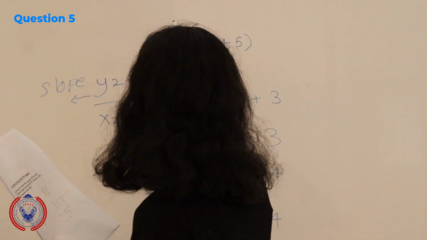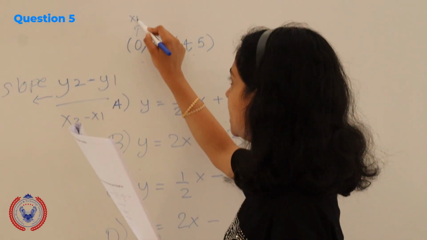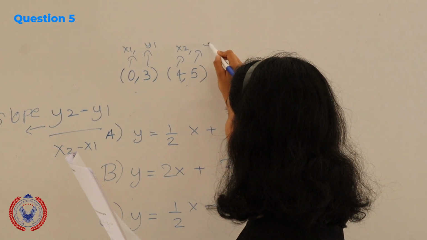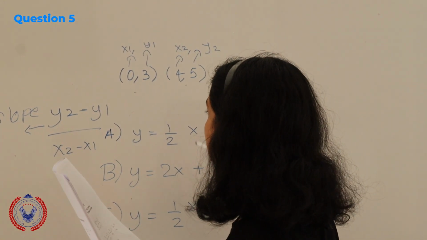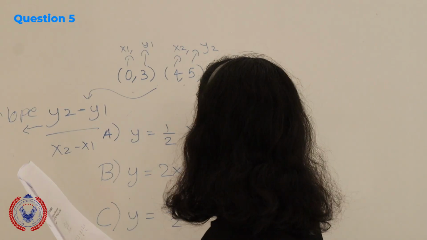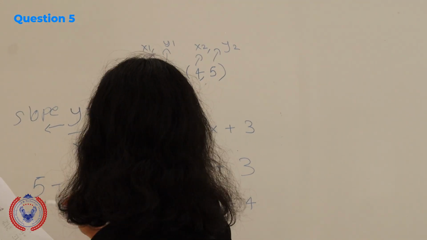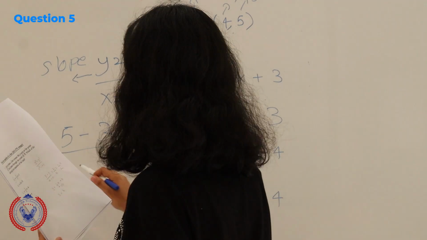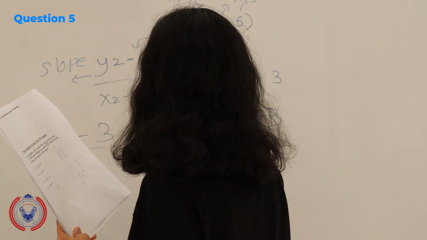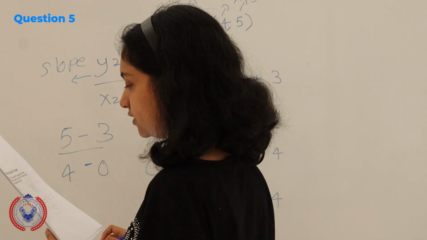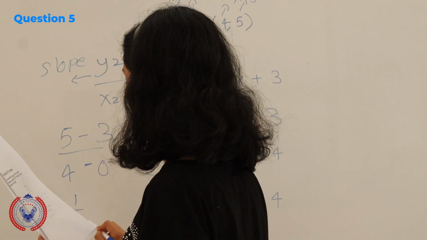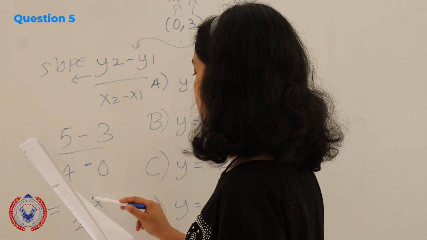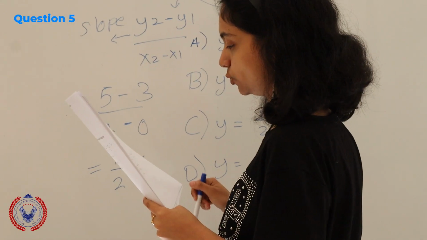So to find the slope, I would just label this as x1 and y1 and this as x2 and y2, and I would start from there. So I would just plug my numbers into this formula. That would be 5, which is my y2, minus 3, which is my y1, over 4, which is my x2, minus 0, which is my x1. That would give me 1/2. So 1/2 is my slope.